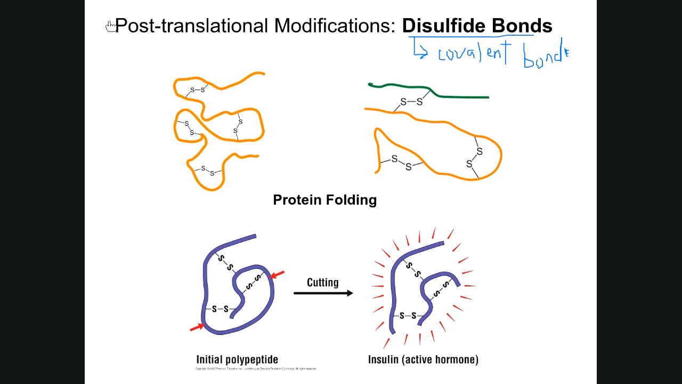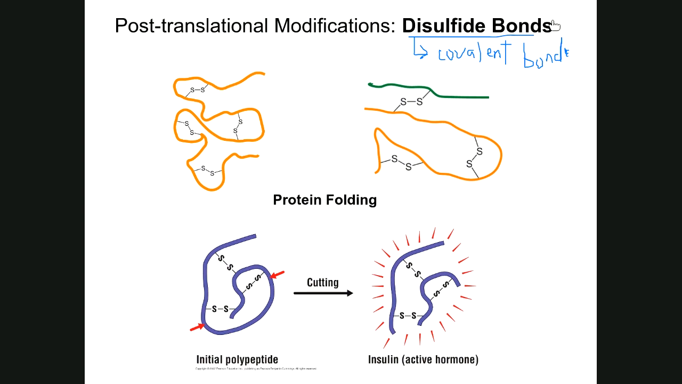So if you recall, in the lab, it talked about using a denaturing reagent called beta-mercaptoethanol, and it didn't say it broke covalent bonds. It said it broke disulfide bonds. These are special types of covalent bonds. So to say beta-mercaptoethanol breaks covalent bonds is incorrect. It breaks special types of covalent bonds called disulfide bonds.